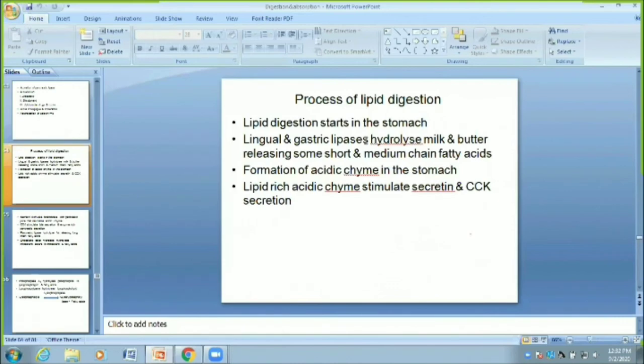They are again important when there is any disease of the pancreas. In that case, lingual and gastric lipase secretion can be increased.